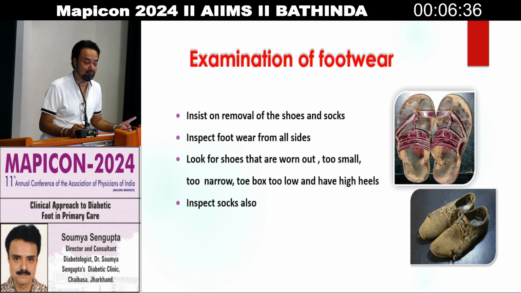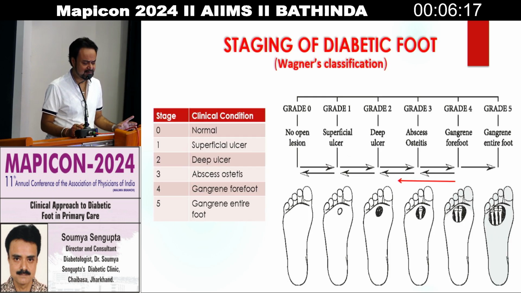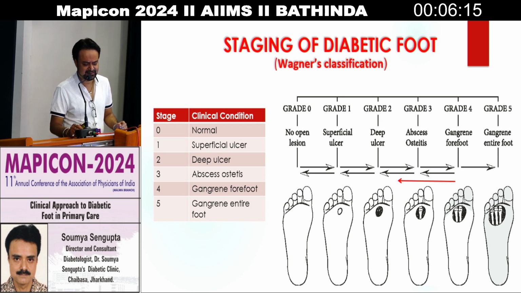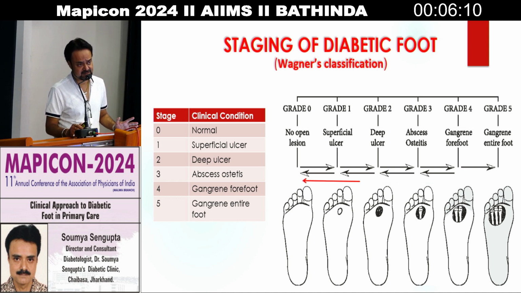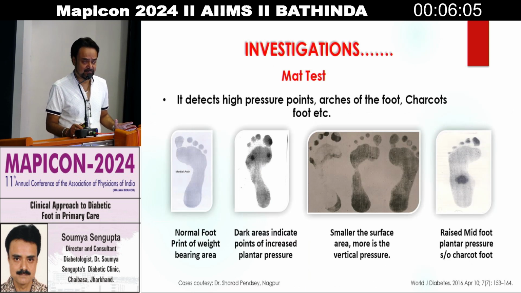Now, this is a very important part, which is often and regularly ignored. Examination of the footwear. Insist on removal of the shoes and the socks. Inspect footwear from all sides. Look for shoes that are worn out, too small, too narrow, toe box too low, have high heels. Inspect socks also. There's staging, Wagner's classification, one of the validated stagings, grade 0 to grade 5; till grade 3 it is reversible if it is managed properly and timely. Beyond that, once gangrene sets in, amputation is inevitable.